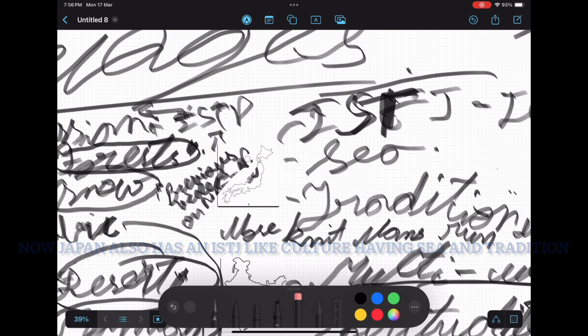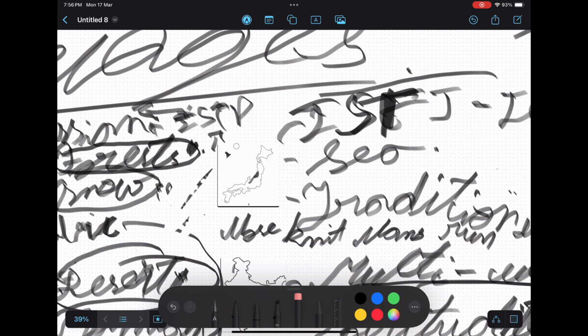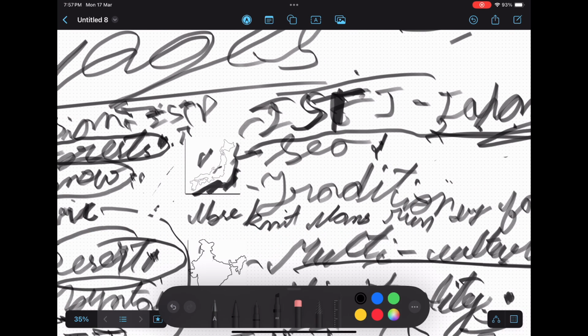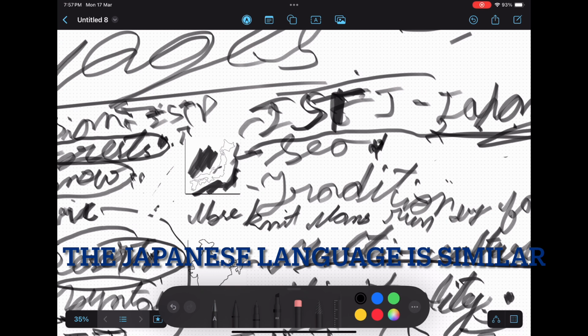Japan also has an ISTJ-like culture, having sea and tradition. The Japanese language is similar.